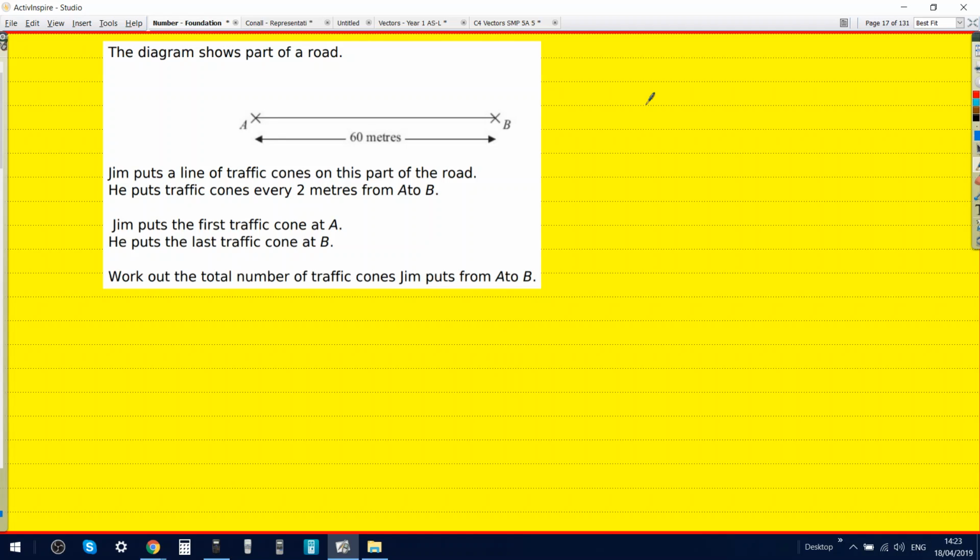So every 2 meters there's a traffic cone. It's basically how many 2s do I get into 60? It's every 3, 30. 2 times 3 is 6. So just from A to B.